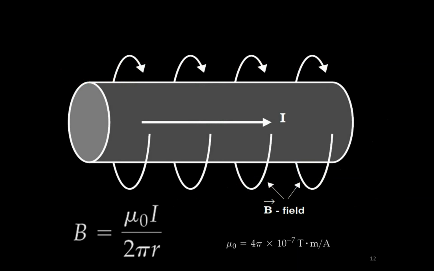And there's what we're talking about, where we have our magnetic field here set up by the moving current through the wire, giving us a magnetic field of B being mu 0 I over 2 pi r, where mu 0 is 4 pi times 10 to the minus 7 Tesla meter per amp.